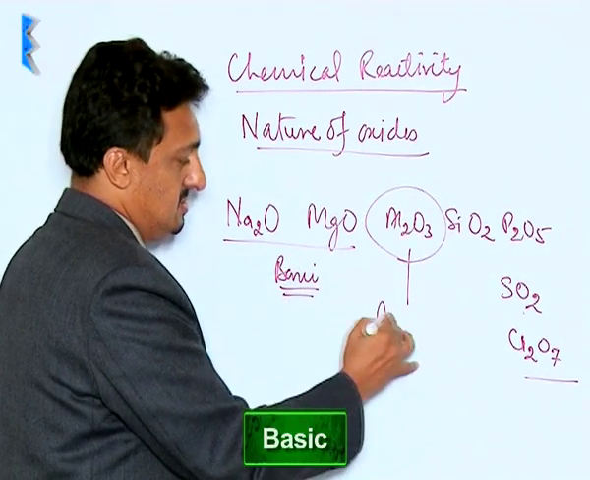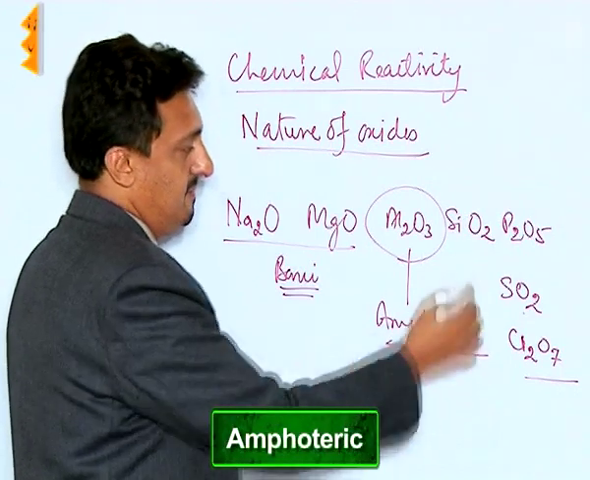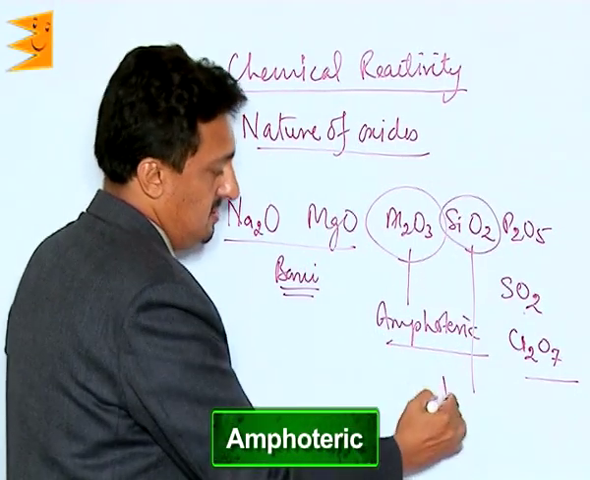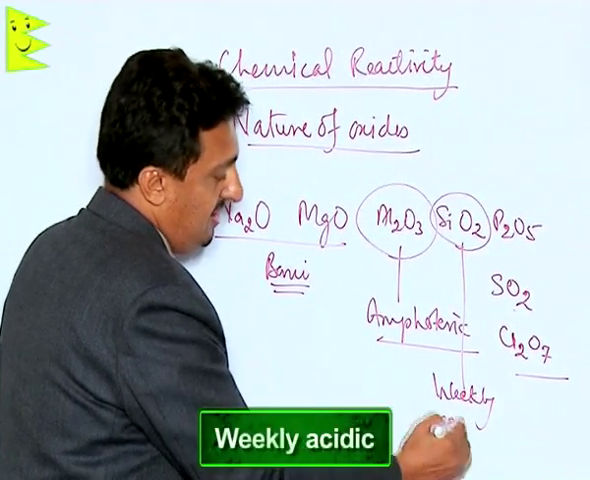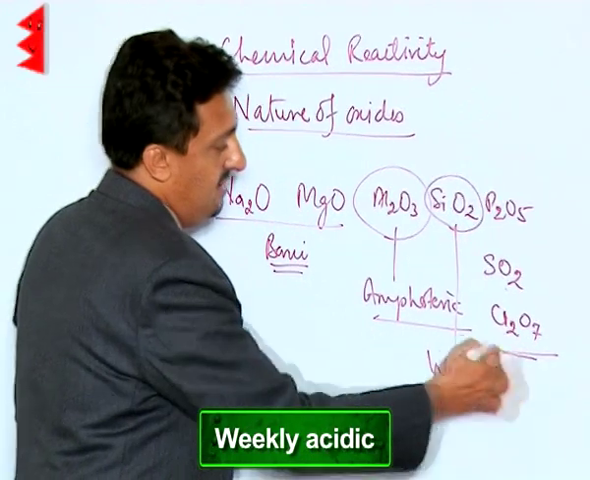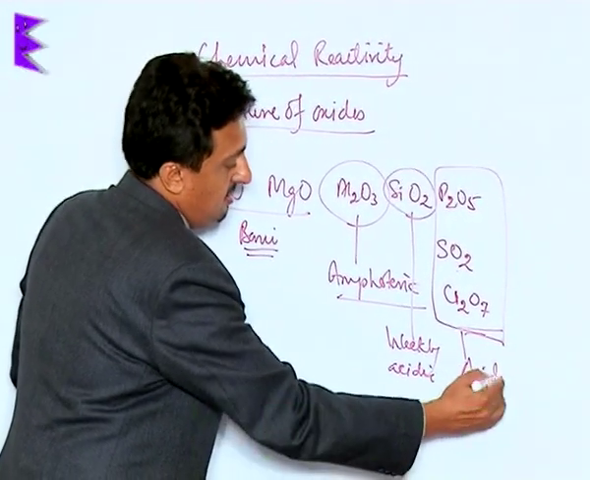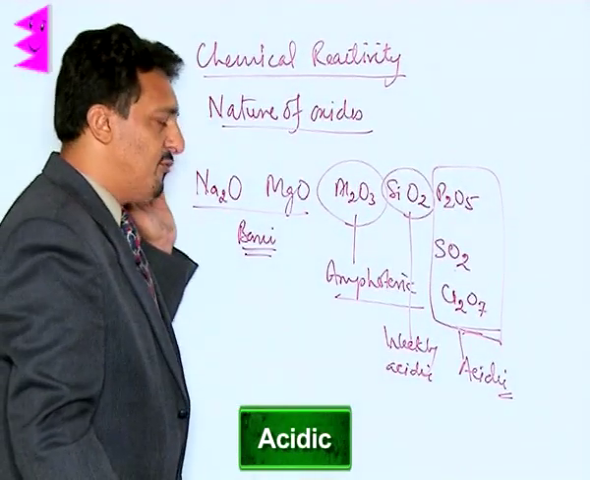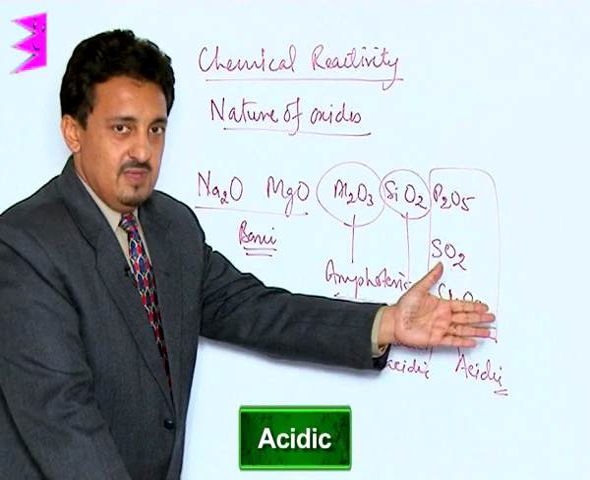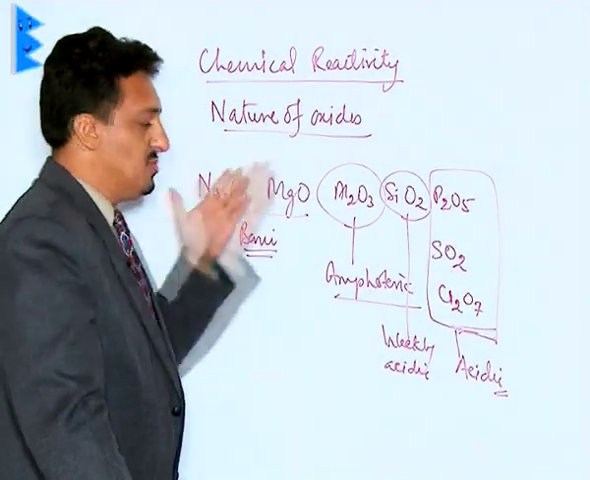Now these two oxides are basic in nature. This one is amphoteric, this one is weakly acidic, and these three are acidic in nature. So what we find is that as we move across the period, the nature of the oxide changes. It changes from basic to acidic.